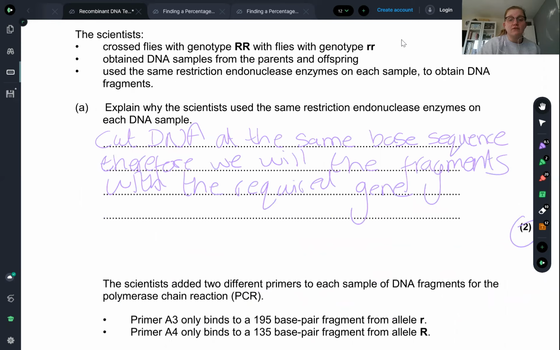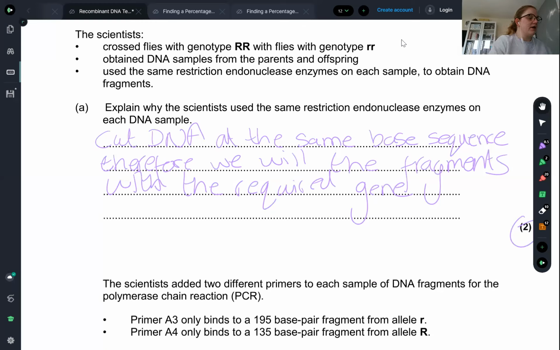And the reason that they've done this is, if we think restriction endonucleases go in and they cut that DNA, they cut out that required sequence. So if we use the same restriction endonuclease enzymes on each DNA sample, that makes sure that we are cutting the DNA at the same base sequence. So therefore, all the fragments that we get will have the required gene on them.